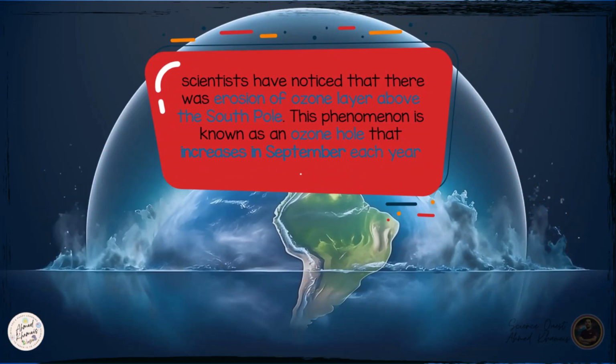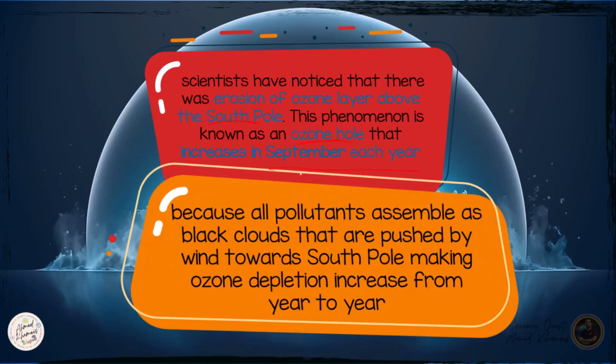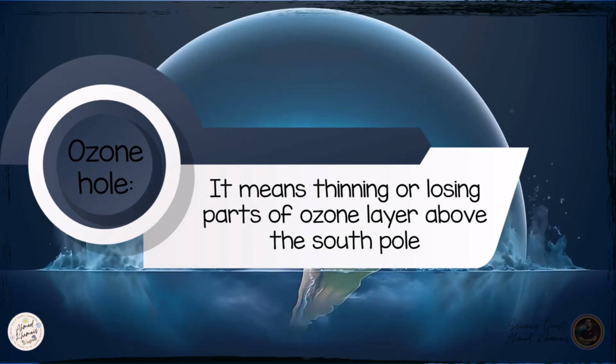And scientists noticed that there is an erosion of the ozone layer above the South Pole, which is known as the ozone hole, and it increases in September each year. That's because all the pollutants assemble as a black cloud that is pushed by the wind toward the South Pole, increasing the depletion of the ozone layer. The ozone hole is not an actual hole in the ozone layer, but a decrease in its thickness. So the ozone hole means thinning or losing part of the ozone above the South Pole.